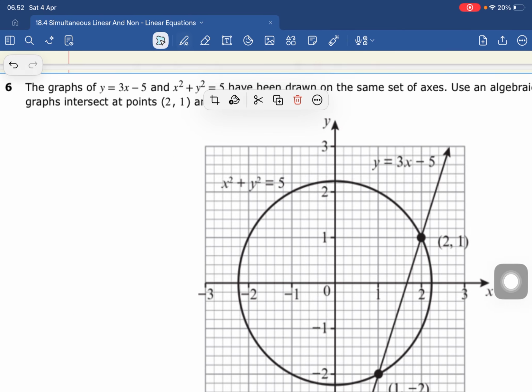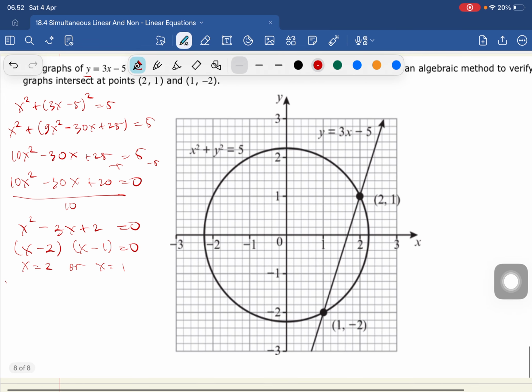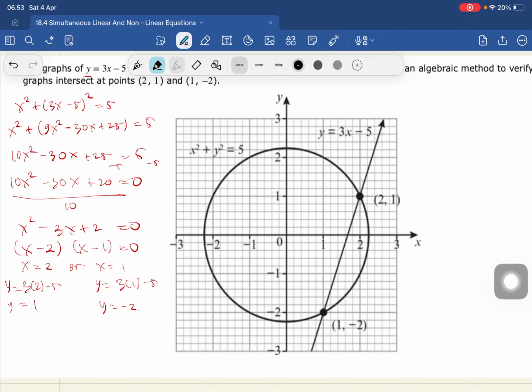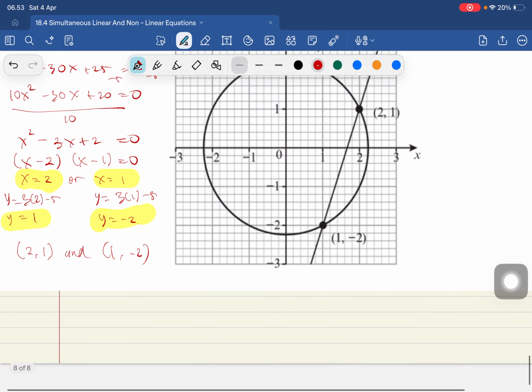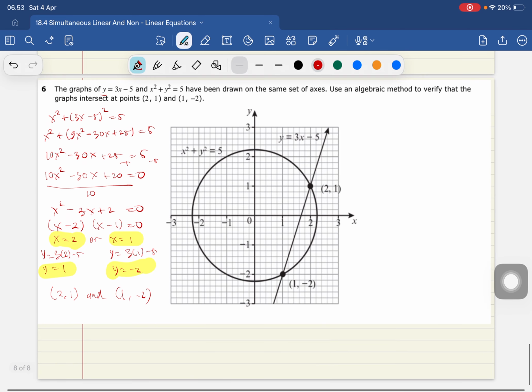So what is the value of the y? So y equal to 3 times 2 minus 5. So the value of y is 1. And then y equal to 3 times 1 minus 5. So the value of y is negative 2. Okay, we got the point when x equal to 1, y is negative 2. Let me write. So we verify that 2, 1 and 1, negative 2 are correct. Okay, there it is. Thank you.